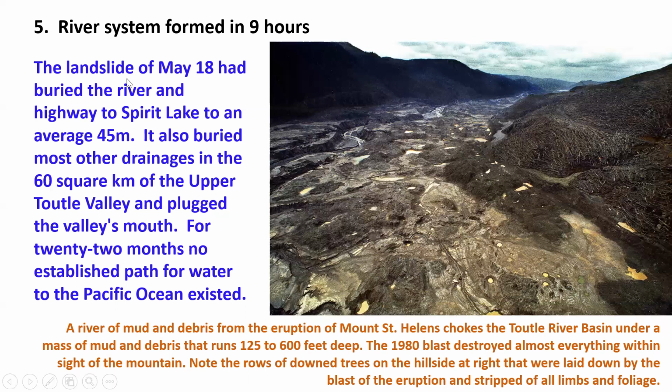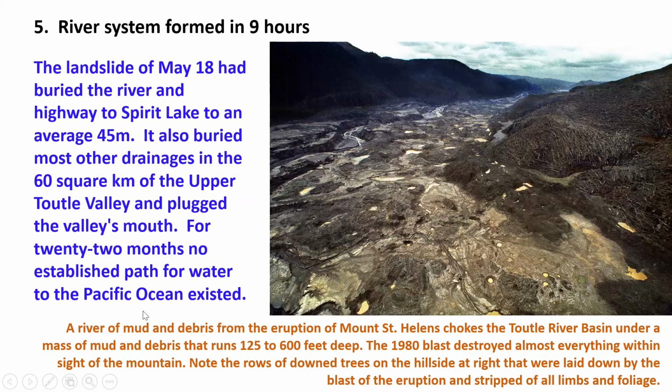Yeah, so imagine here, the landslide buried the river, buried the highway, averaged 45 meters. So it also buried most other drainages in the 60 square kilometers of the upper Toutle Valley and plugged the valley's mouth. It carried all the mud and so on and blocked up the valley's mouth. For 22 months, no established path for water to the Pacific Ocean existed. So it blocked up the river so that the river water could not reach the ocean.